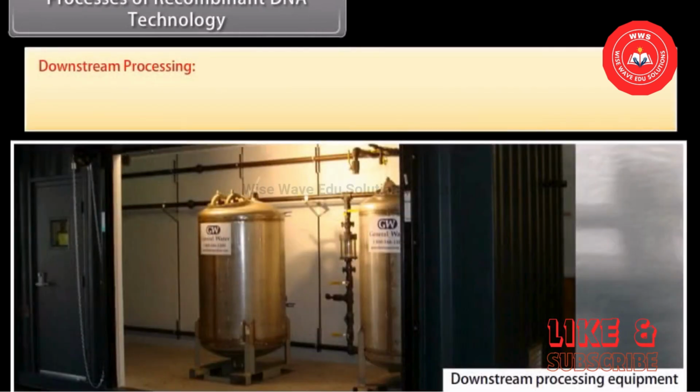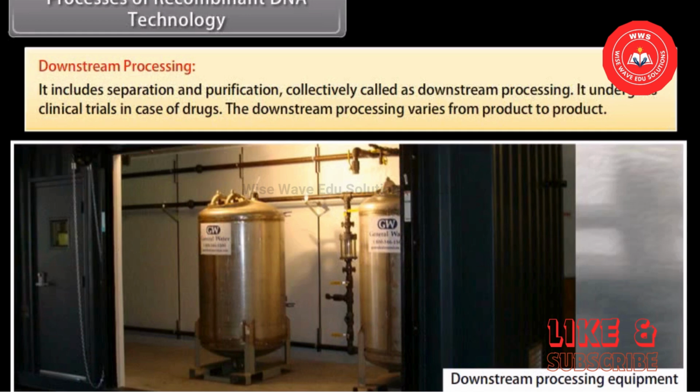Processes of recombinant DNA technology. Downstream processing. It includes separation and purification, collectively called downstream processing. It undergoes clinical trials in the case of drugs. The downstream processing varies from product to product.